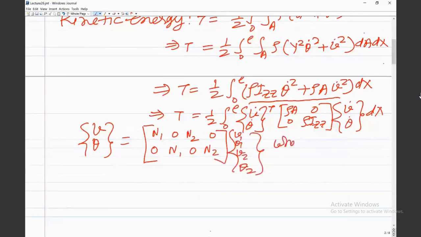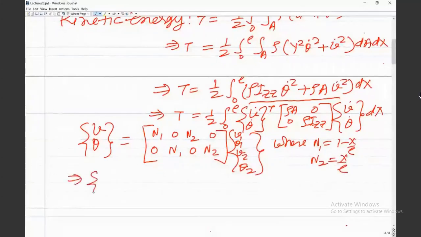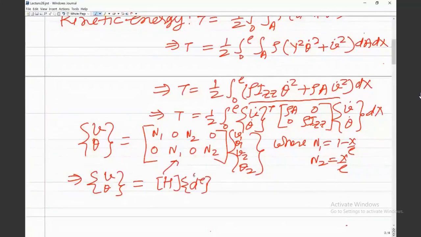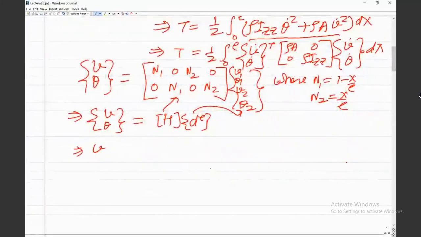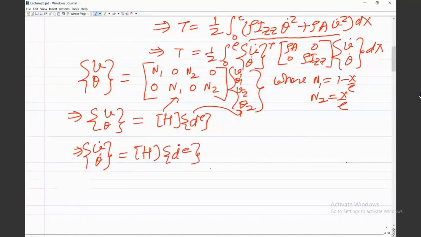So here N1 is 1 minus x by L, and N2 is x by L for the Timoshenko two-noded beam element. So you can say that V and theta can be written as H into dE. This is H and this is your dE. So now we need actually velocity, so you can differentiate this with respect to time. So we will get V dot, theta dot will be equal to H, which is only a function of x, dE is a function of time. So we will get here dE dot.